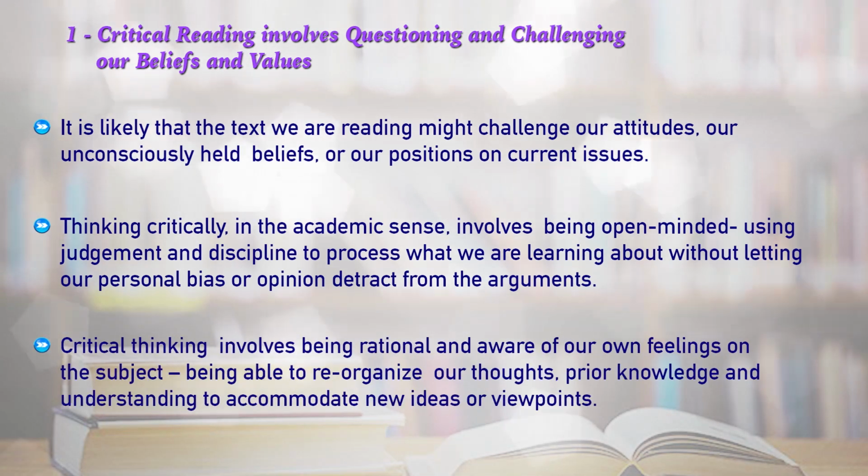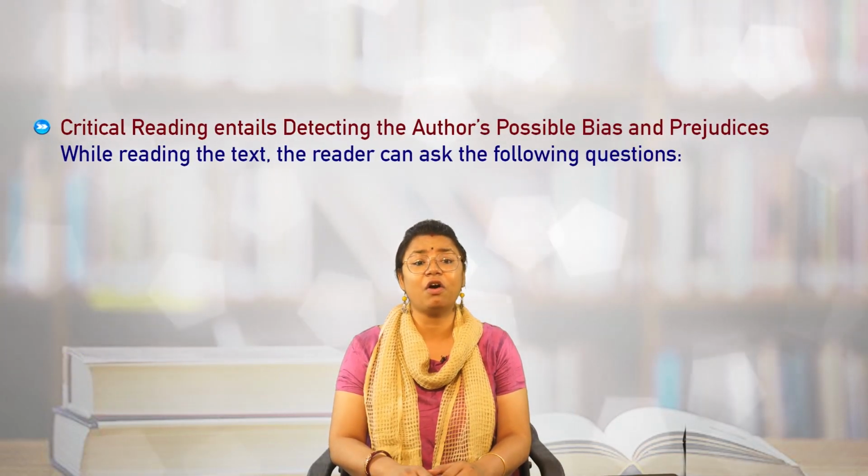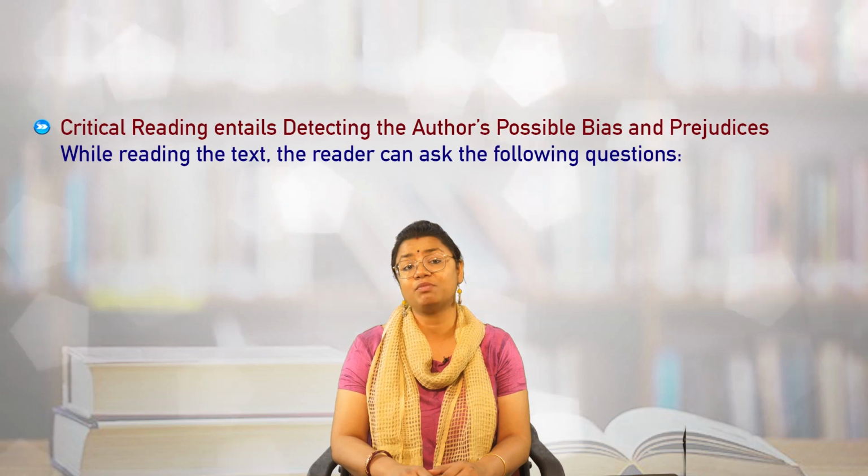Critical thinking involves being rational and aware of our own feelings on the subject, being able to reorganize our thoughts, prior knowledge and understanding to accommodate new ideas and viewpoints. Number 2, critical reading entails detecting the author's possible bias and prejudices. While reading the text, the reader can ask the following questions.